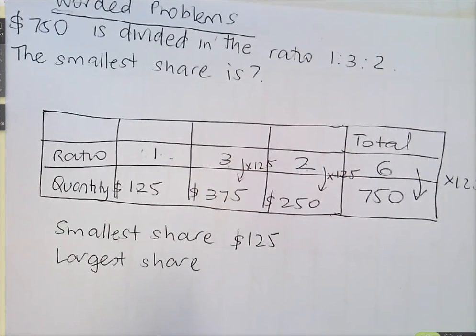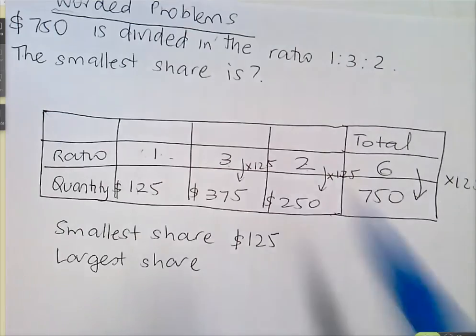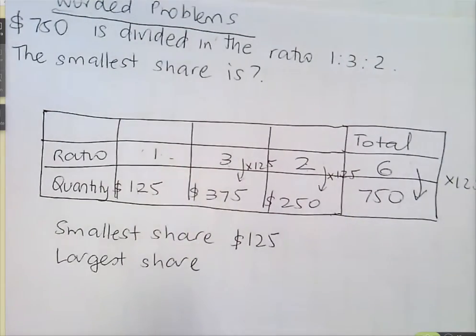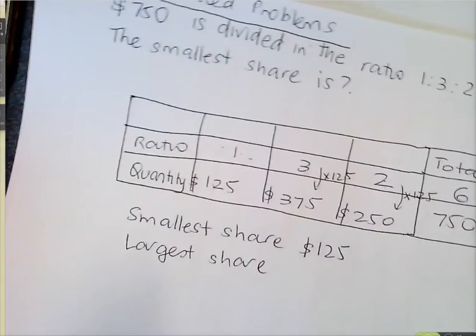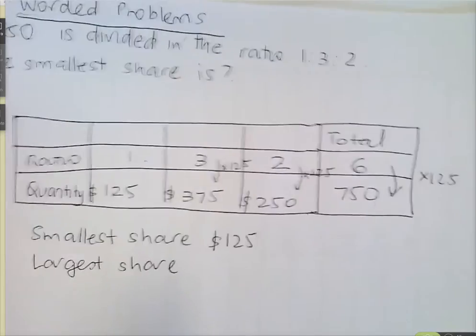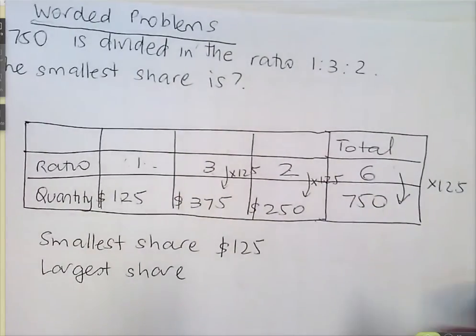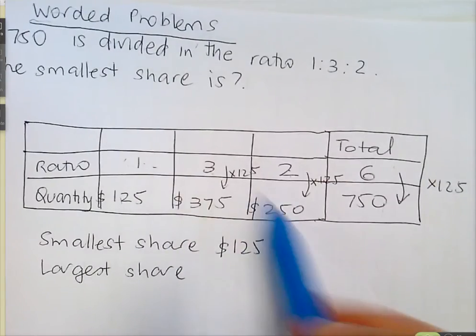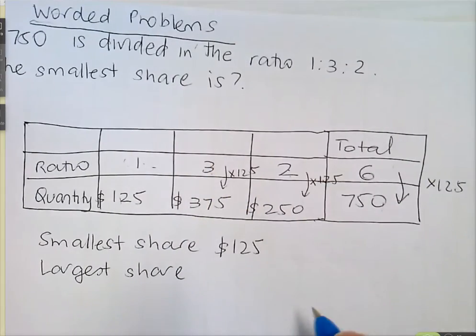Look, with these ratio problems, you do the table no matter what. And then I might just say to you, what's the largest share? What's the smallest share? Your aim is to fill out every box in the table. Then it's like we're just answering a question. The smallest amount is 125. The largest share is what? What's the largest amount? It's the person that gets 3 amounts.